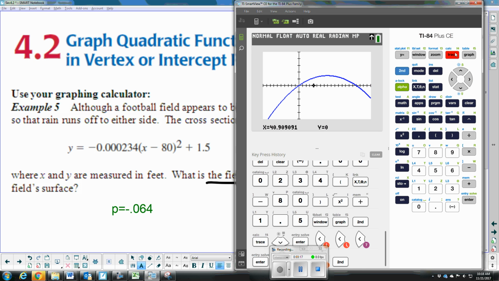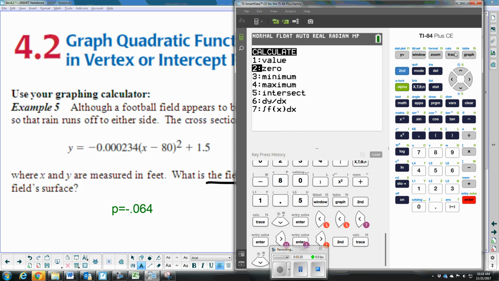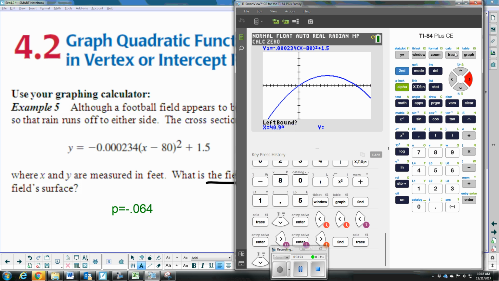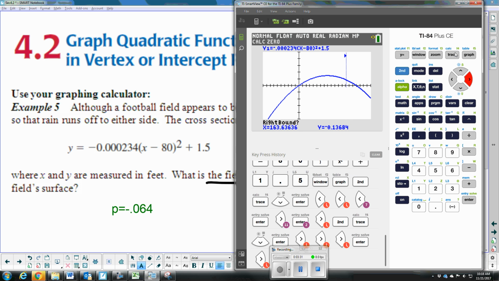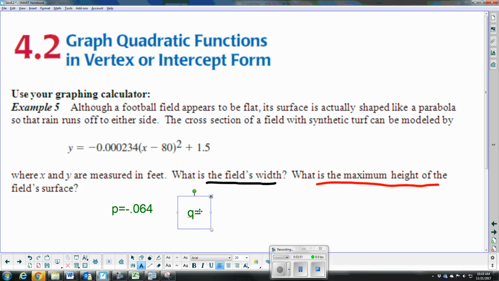Now let's find our q, because p and q are our x-intercepts. So again, go to second calc, 0, and it'll ask you for the left bound, so you'll go to the left-hand side of your next 0, and you can be as close or as far away as you want. It doesn't really matter. And then it'll ask you for your right bound. Okay, and then it puts it right at your x-axis. So then our x is 160.06, so that's our q value. I'm just rounding to the nearest hundredths, that's enough.